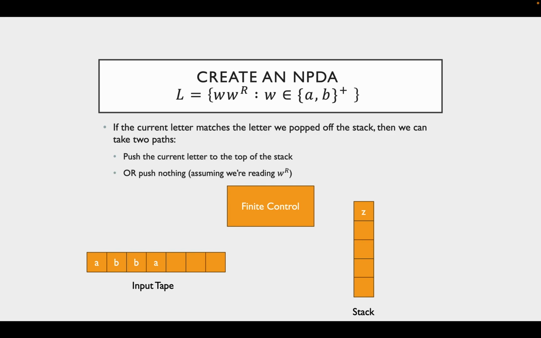So think about it. On the third input letter, B, we have read A and B. So now we've popped a B and we're looking at a B. So we could be in the situation where the word isn't finished, or we could be in the situation where the reverse of the word is starting. So we have two different paths.